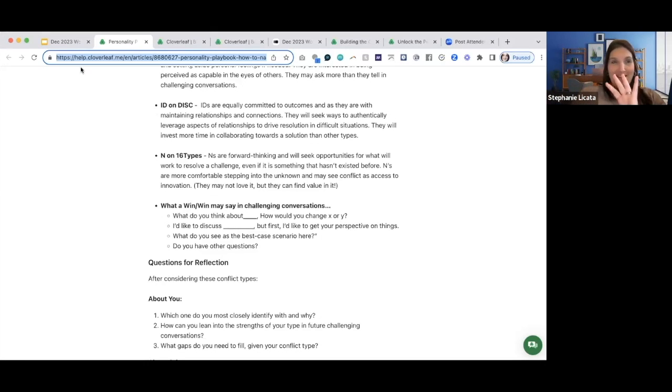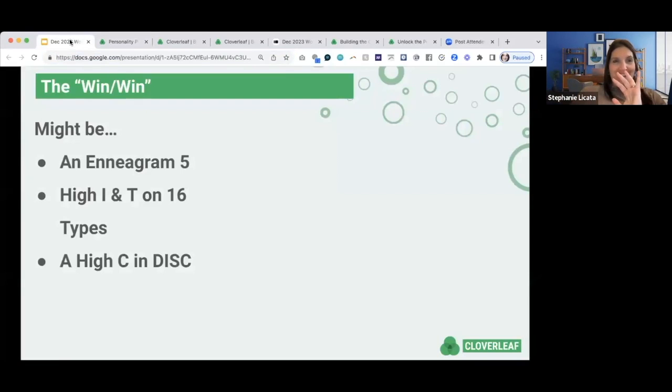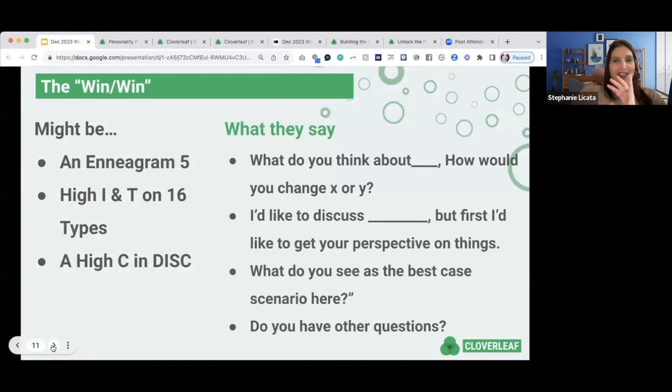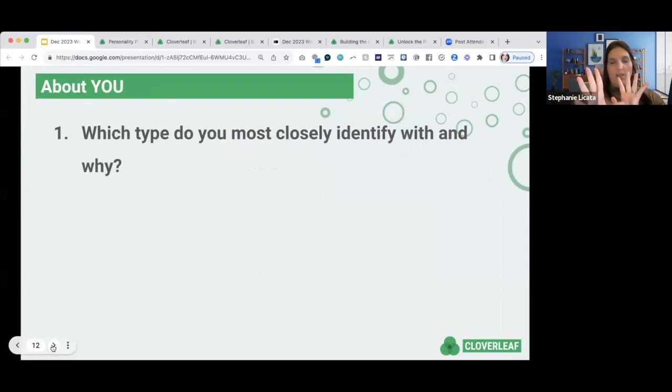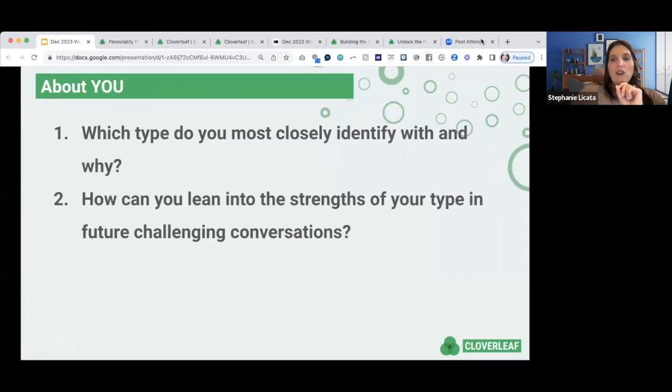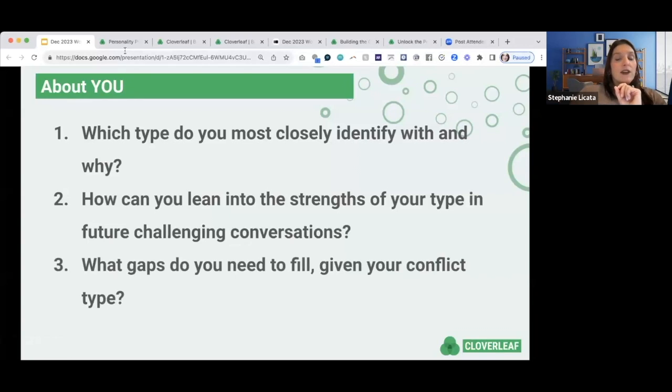Now that we've gone through all these and we realize that we went through it a little bit quickly, we have some questions for you. Pick any one of these questions to speak to. Which type do you most closely identify with and why? How can you lean into the strengths of your type in future challenging conversations? Or what gaps do you need to fill given your conflict type? So, if one question's kind of calling to you, I want to invite you again, if you want to share in the chat, you can share in the chat.